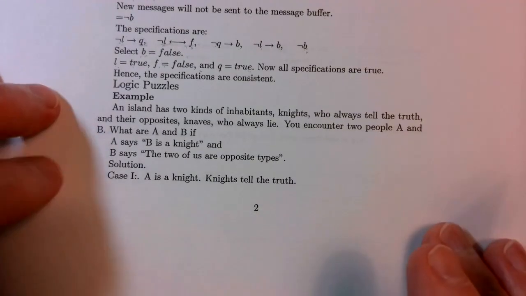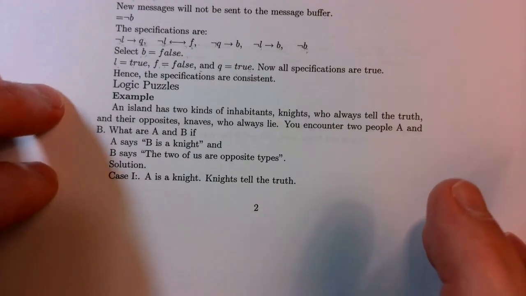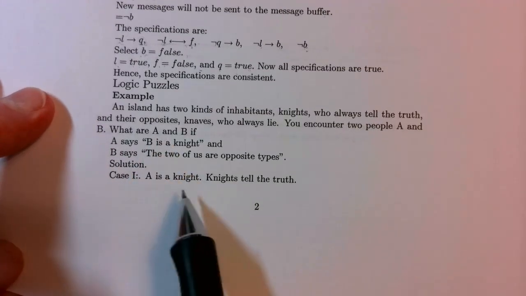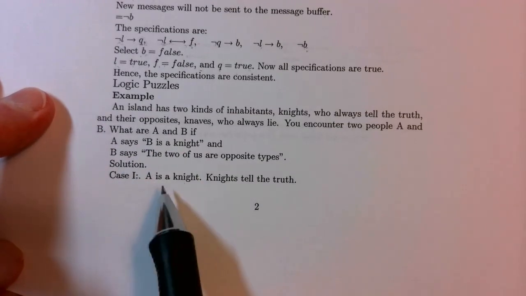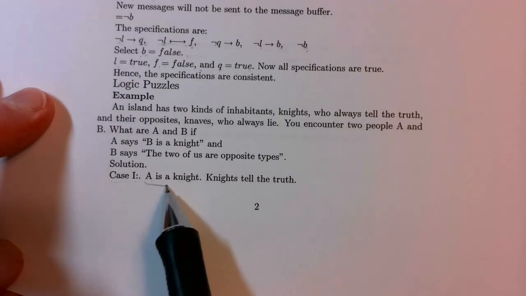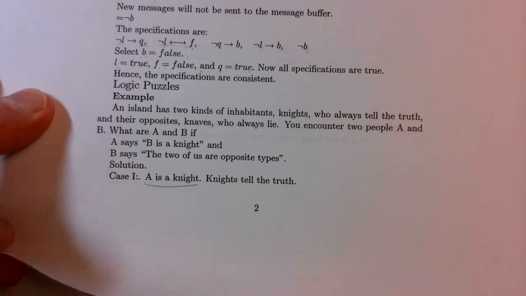Solution: we consider two cases. A is either a knight or a knave. So we have two cases that we should consider for A. In the first case, we assume that A is a knight. So this person must tell the truth always.